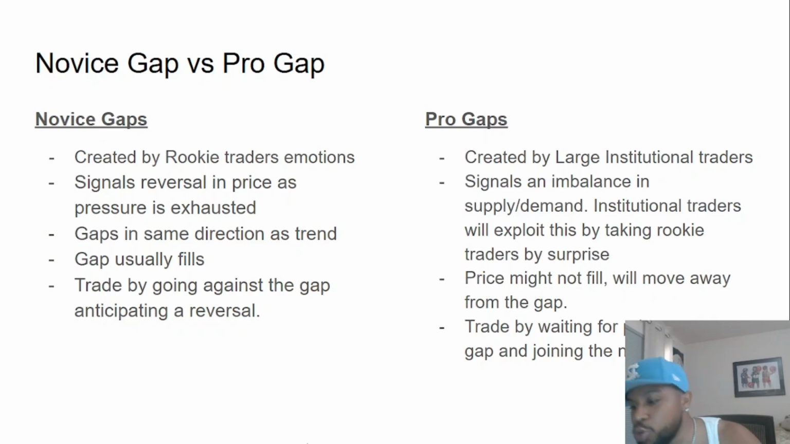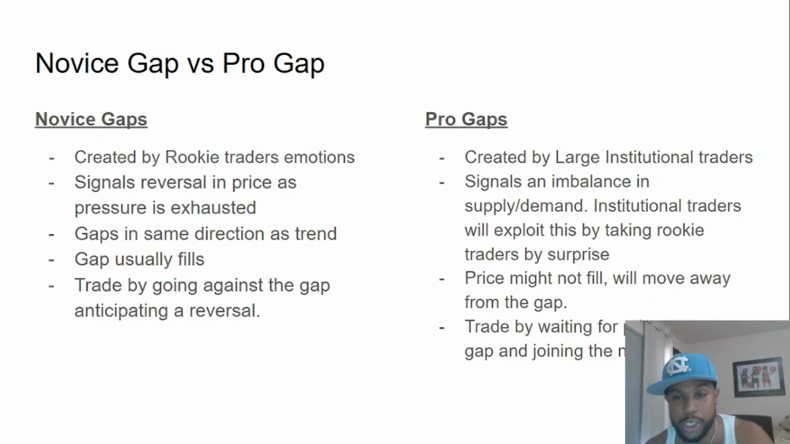Boom. So you got two types of gaps. You got novice gaps and pro gaps. Now, I'm not going to go on forever about the differences between the two, but you do have to know how to spot them and how to trade them. With my strategy, you can trade these both the same way. So don't get too confused looking at your chart, wondering if you have to figure out what type of gap this is. If you trade them both the same way and you're following the strategy, then you will be fine.